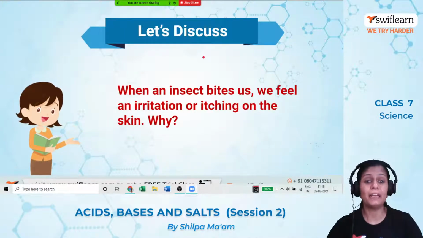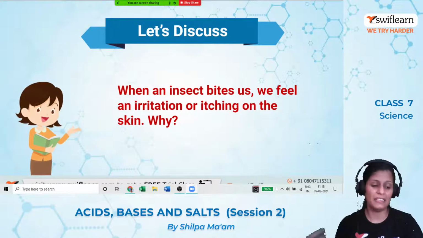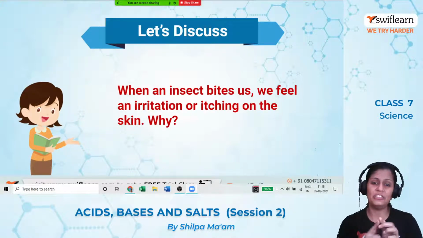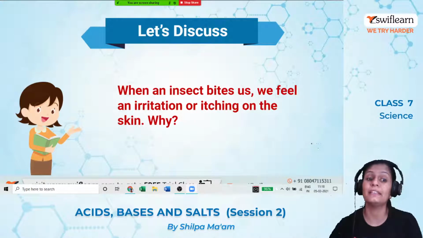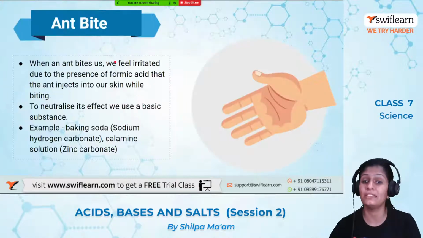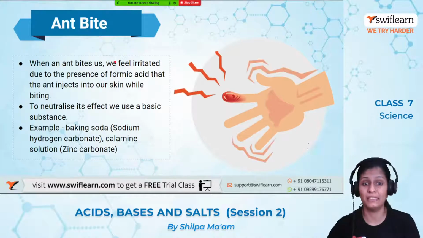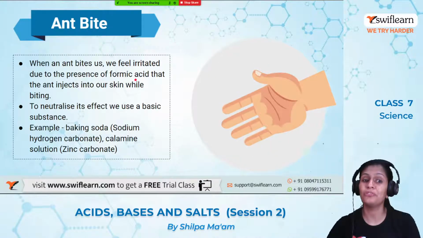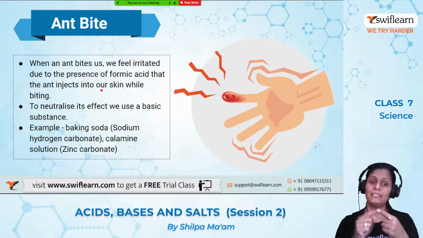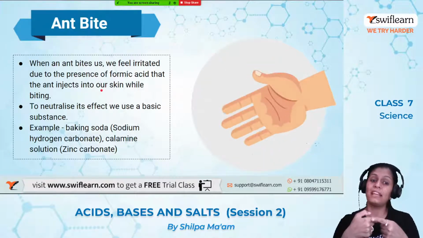When an insect bites us, we feel irritation or itching on the skin. Why is it there? We feel an itching sensation in our skin when an insect bites us. You know why? It is there because the insect or ant releases formic acid in our skin. That is because of the formic acid that the ant injects into our skin while biting. When it bites, it just leaves formic acid inside our skin.